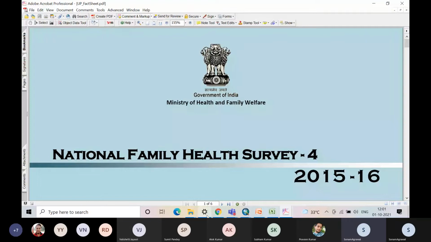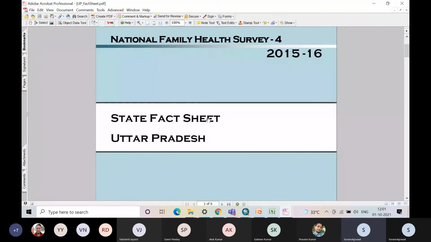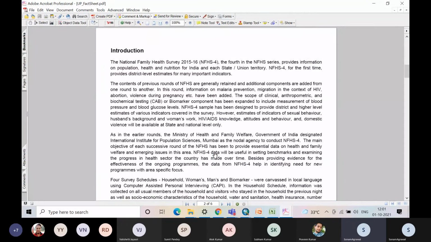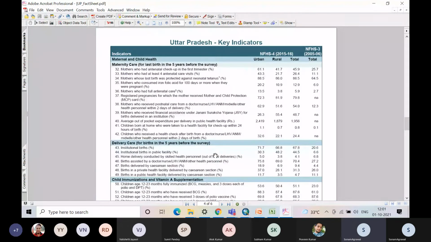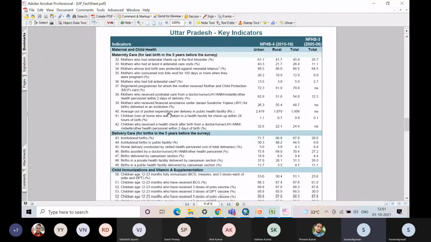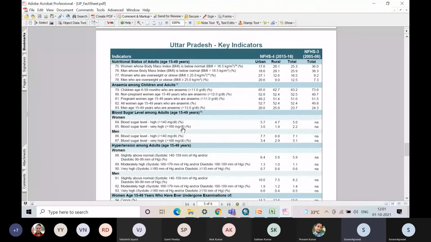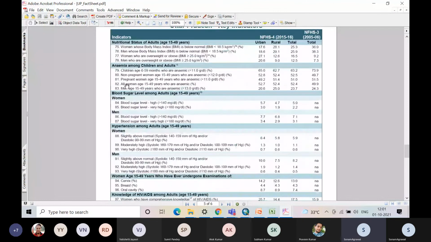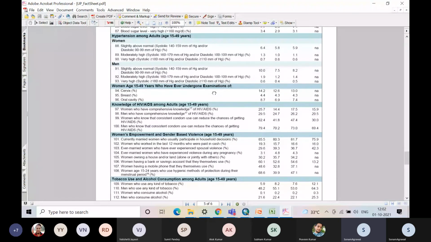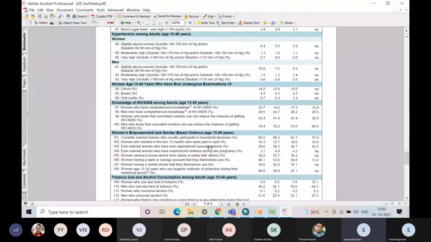So as you can see over here, I have opened the National Family Health Survey 2015-16 State Fact Sheet, Uttar Pradesh. This one is a short one, but here you can see they are giving you aggregate information, key indicators of Uttar Pradesh, like maternal health and care, all the information related to that. Then other indicators like nutrition status, anemia, blood sugar levels, hypertension, knowledge of HIV, women empowerment, gender-based violence, tobacco use, alcohol consumption.